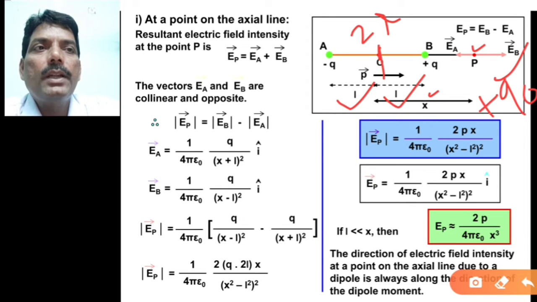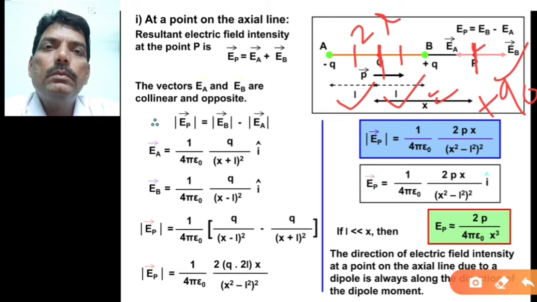From the center, you are taking the point P at a distance x. So my question is, why have you taken it from the center only? Why are you not taking any other point in between these two dipole moments to the point P? So try to see the answer to this question.